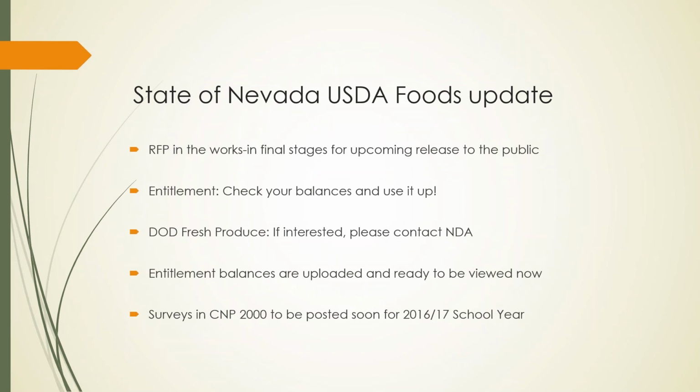And just a very brief update for the state of Nevada, USDA Foods. The RFP is in the final works, and it's just about ready for the upcoming release to the public, so stay tuned on that. Your entitlement, please check your balances for the school year that we're in, 2015-16, and start to use that product up between now and May and June. DoD Fresh Produce, for those of you who are not utilizing that program, please contact Bernadette DeMars with the Nevada Department of Agriculture.